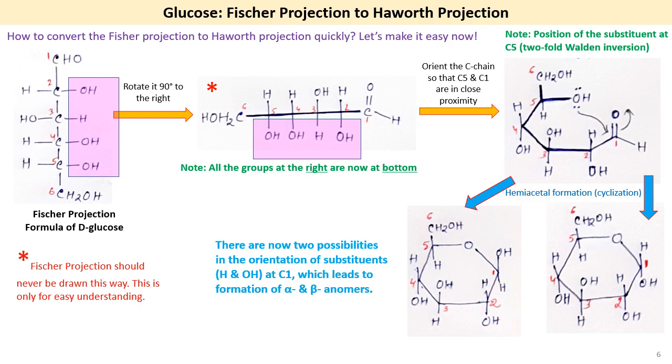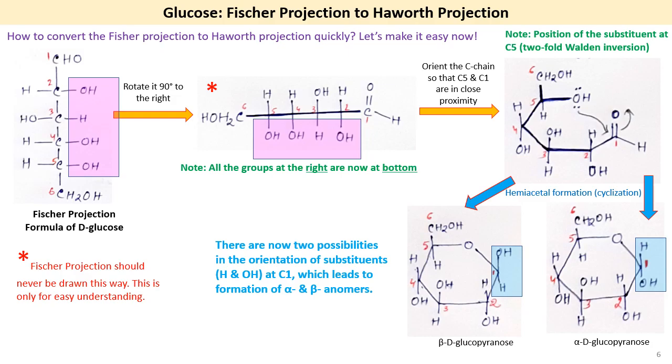So everything is same, only difference is the C1 carbon atom. So in this case, OH group is at the bottom, or OH is trans to CH2OH. So it is alpha D glucopyranose, and in this case, it is the beta D glucopyranose because OH is at the top, or cis to CH2OH. Now you can note that the groups that were in the bottom after rotating the Fisher projection formula 90 degree to the right side. So these groups are again at the bottom, right?